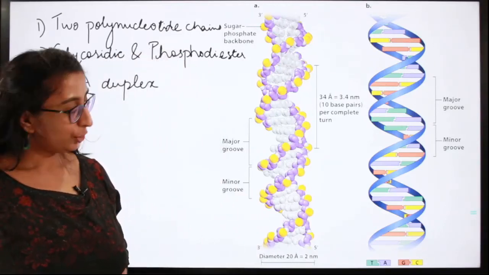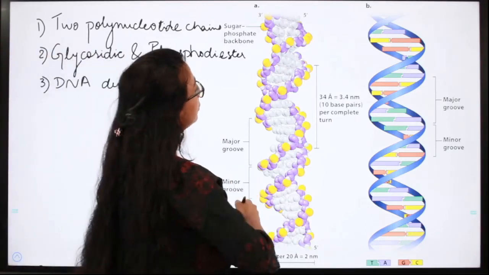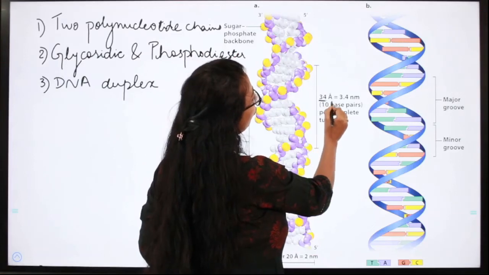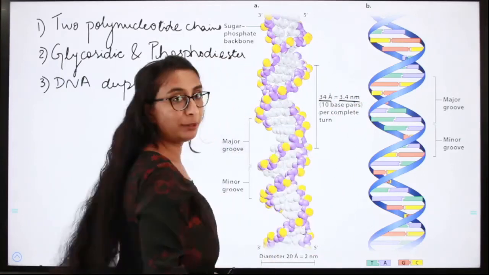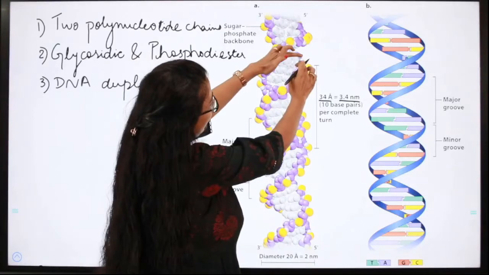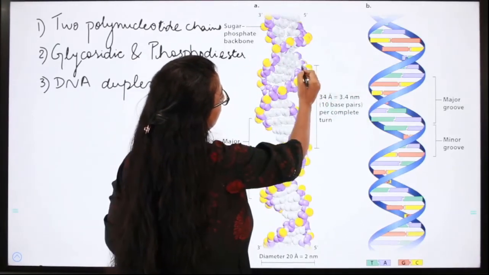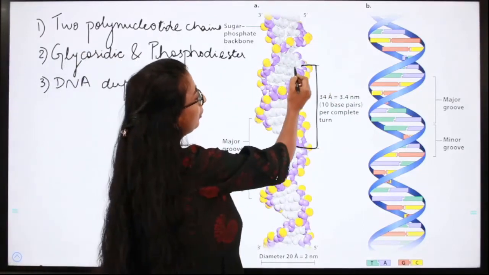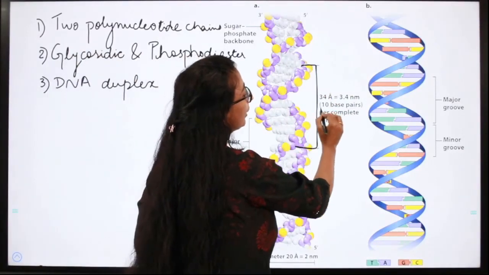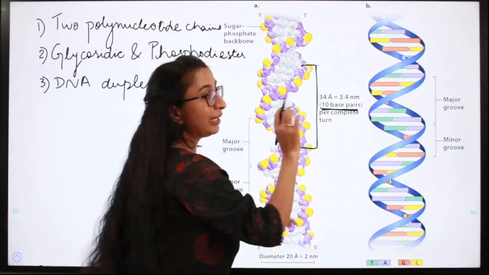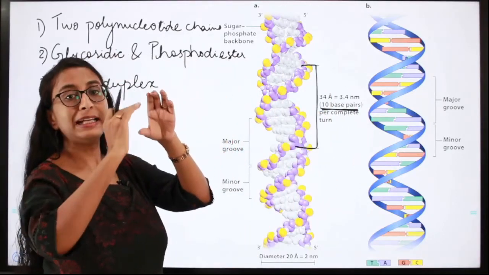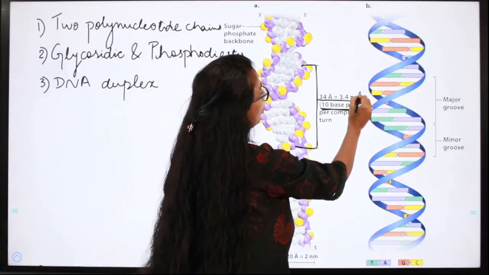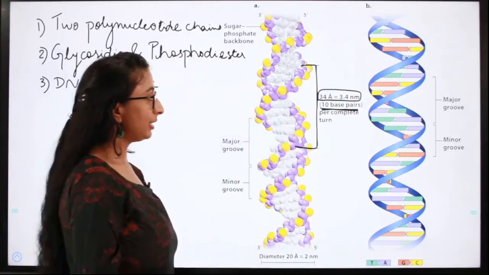So in a DNA duplex, you can find that the one twist or one turn is equal to 34 angstroms or 3.4 nanometer. Isn't it? So this is one turn of the DNA. From here up to here, this is one turn of the DNA, and in that one turn, you can find approximately 10 base pairs. So in every turn of the DNA, there are approximately 10 base pairs, and this one turn measures 34 angstrom unit or 3.4 nanometer.